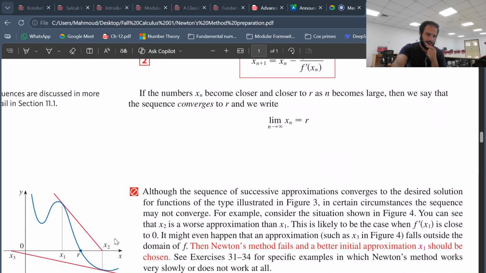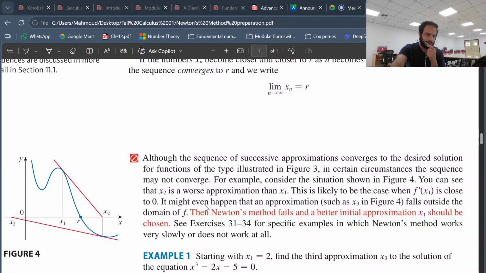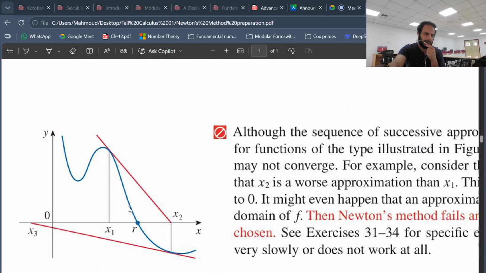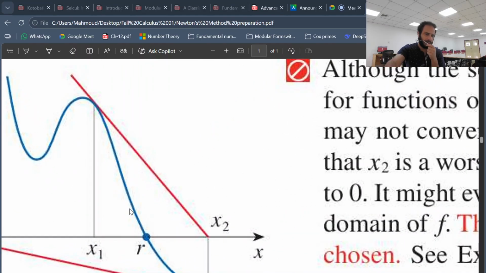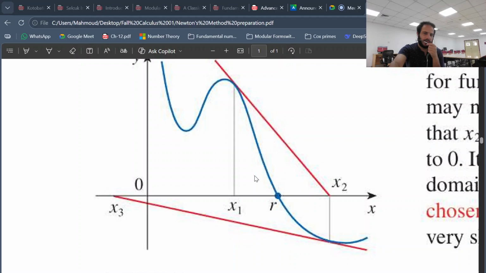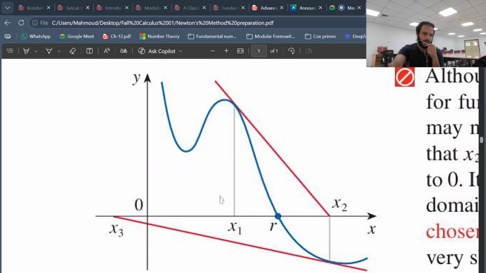But here there is something important. Sometimes the method will not work. For example, see this curve. But don't worry. When we give you an example or problem to solve, we'll give you a problem that the method will work for. But this is for understanding. See here, so here we want the value r. Okay, so start at x1, draw the tangent line. You get x2. Is x2 closer to r? x2 is not closer to r. It's away from r, right?